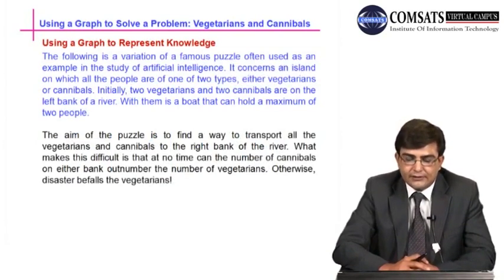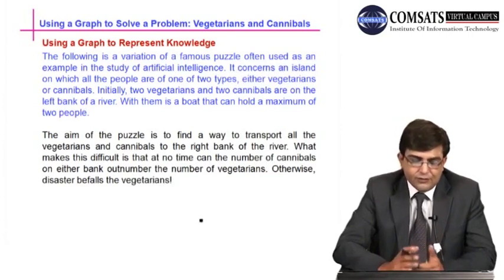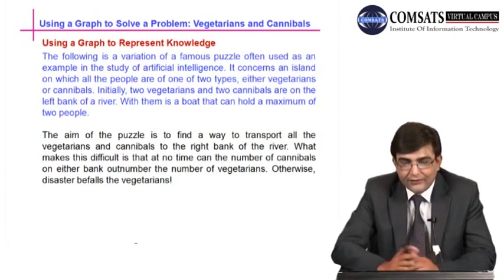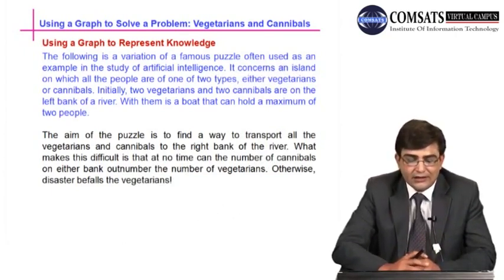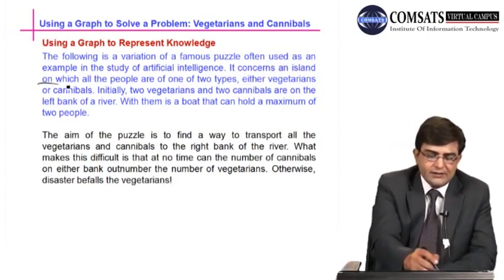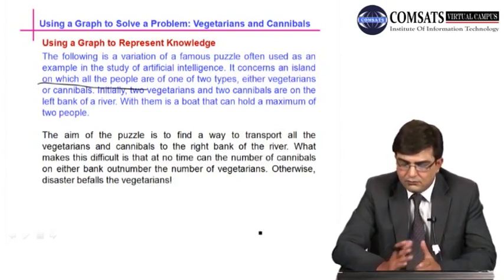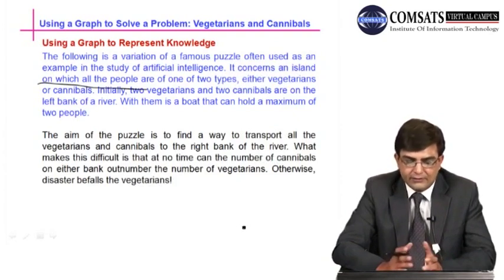This is a famous puzzle of vegetarians and cannibals, which you may have encountered in your daily life, or some of your friends may have asked you this puzzle. So the following is a variation of a famous puzzle, often used as an example in the study of artificial intelligence. It concerns an island on which all the people are of one of two types. Either they are vegetarians or they are cannibals.